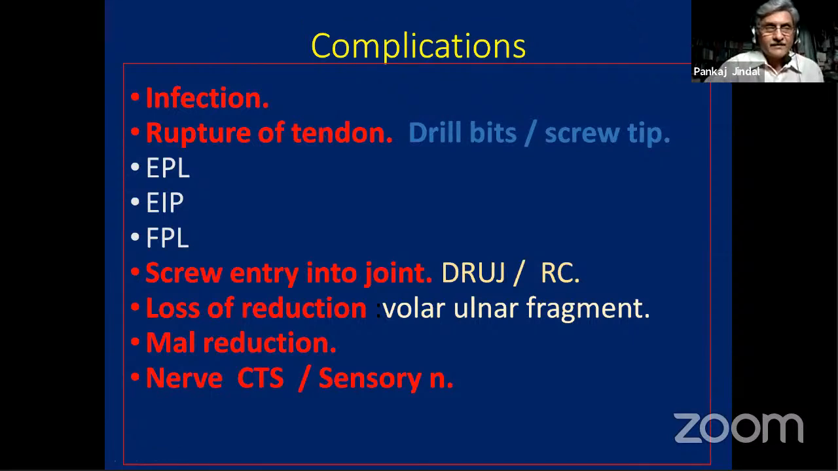The complications can be many. Infection is the most dreaded complication, together with ruptures of various tendons. The most common are the rupture of extensor pollicis longus and extensor indicis proprius, extensor digitorum communis, and flexor pollicis longus. Other complications include screw penetration into the distal radioulnar joint or radiocarpal joint, and loss of reduction, especially of the volar ulnar fragment, about which other speakers have contributed a lot. Malreduction, if you don't reduce it properly, leaves you in bigger trouble. Nerve injuries, from cutting the nerve to compressing it and pinching the radial sensory nerve, are some of the various complications.